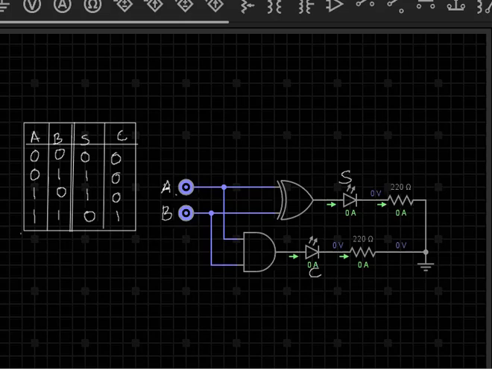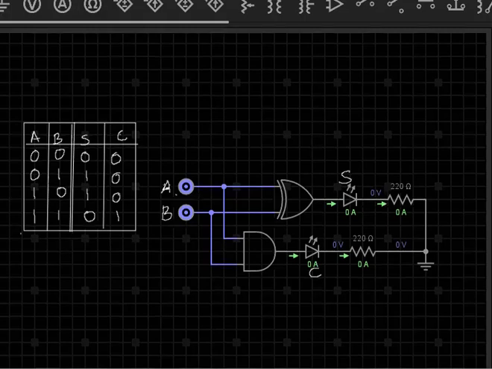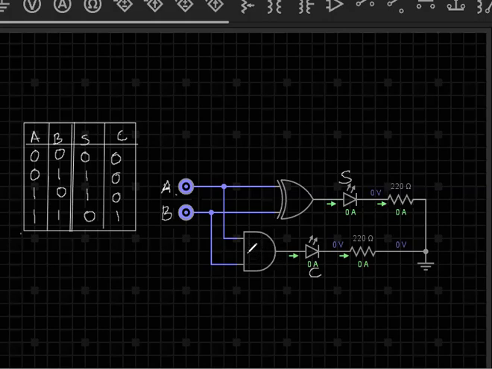Okay, this is the implementation of half adder using XOR gate and AND gate. Okay, we know the truth table as shown here. Then let me check the input and output.